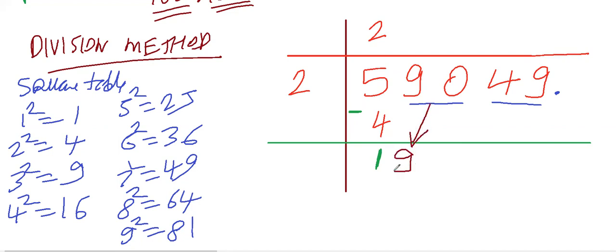So here I will get 9 and here I will get 0. What is the next step? Next step is you will add these 2. 2 plus 2, what are you getting? You will get 4. You will write this 4 here.